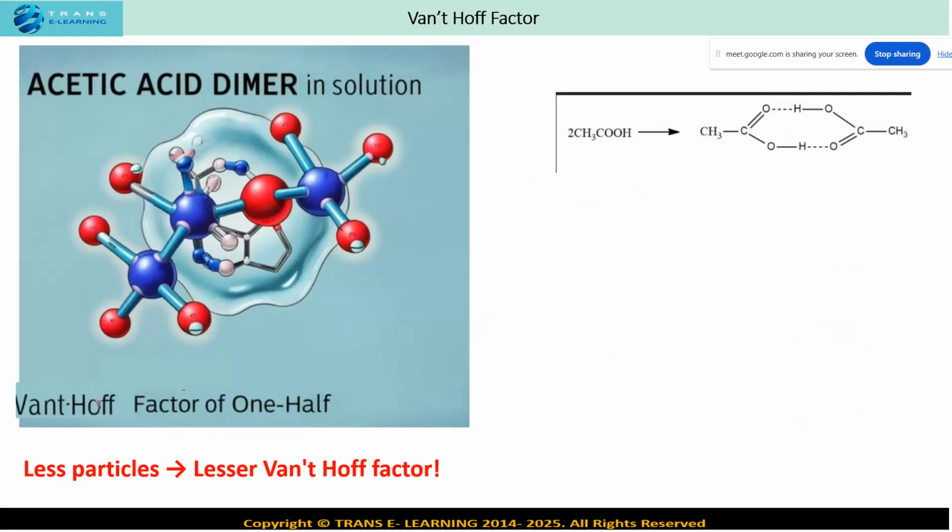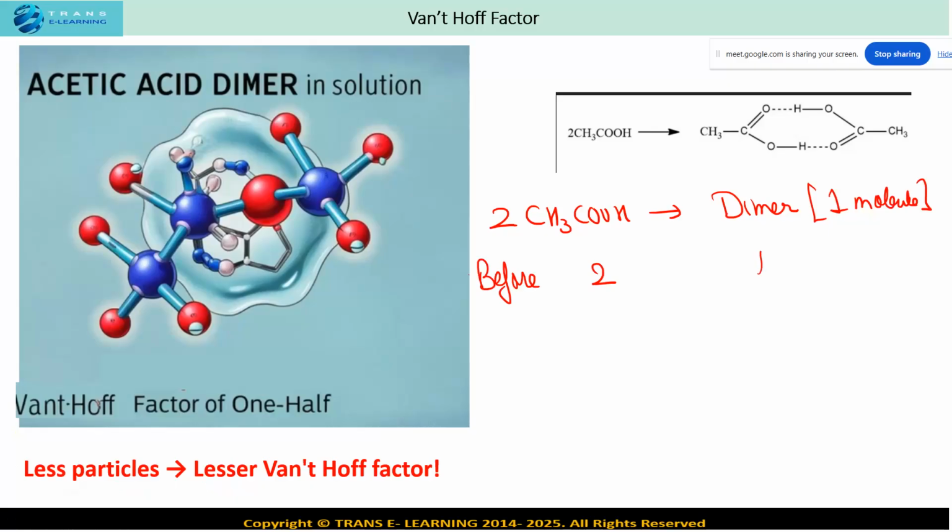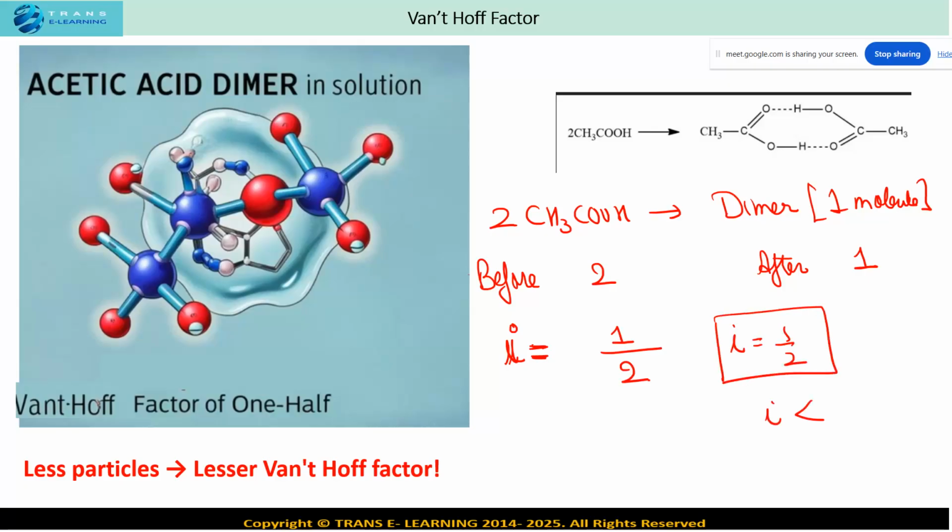Now in the case of acetic acid, which forms the dimer. If I write the equation, there are 2 molecules of CH3COOH which form a dimer, which is just one molecule. So before association, the number of moles is 2, and after association, it is 1. So the Van't Hoff factor is the total number of moles after association, which is 1, over before, which is 2. So the Van't Hoff factor equals half here, which is less than 1.